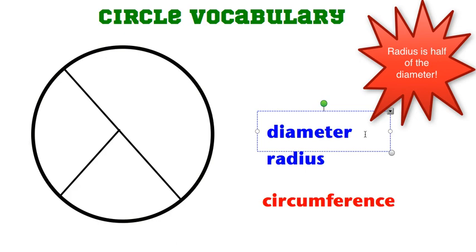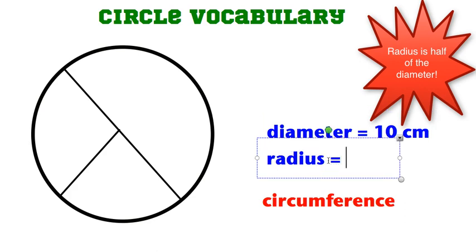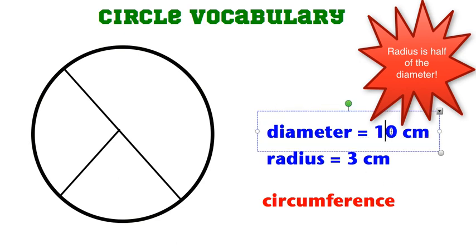Something about the radius and the diameter is that the radius is always half of the diameter. So if we said that the diameter equals 10 centimeters, we would then have to say that the radius equals 5 centimeters. Or if we said our radius was 3 centimeters, we'd have to double that to get the correct diameter, so our diameter would be 6. For the diameter, always cut it in half to get the radius, or if you only have the radius, double it to get the diameter.